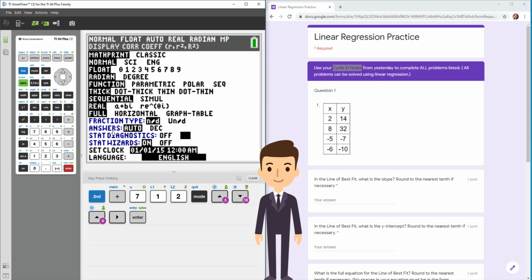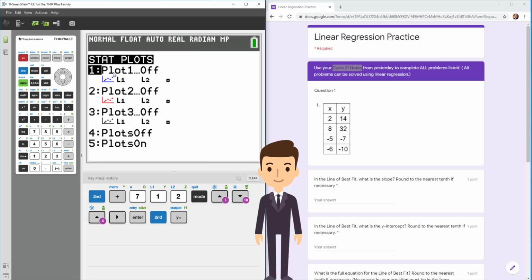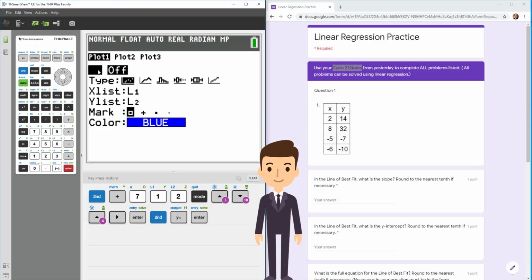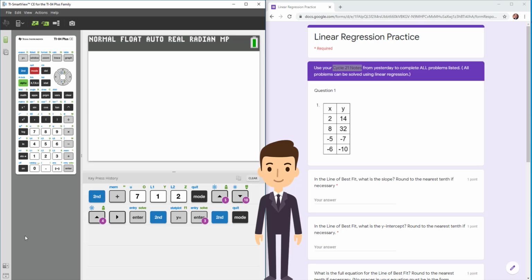Now when I'm done with that, I could quit out of there, second quit, or the other thing I could just do is just go to my next thing that I need to do. So the first thing I need to do, once again, turn on stat diagnostic. The second thing I need to do is I'm going to go second y equals, and this plot 1 here, I need to hit enter, and then you see it went to on or off here, and then I'm going to hit enter for on, and then I'm going to hit second quit to get out of there.